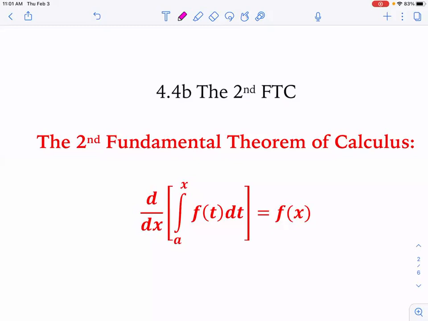Okay, we're gonna go through the second fundamental theorem of calculus. Oh, it's actually more fun because it's less work.